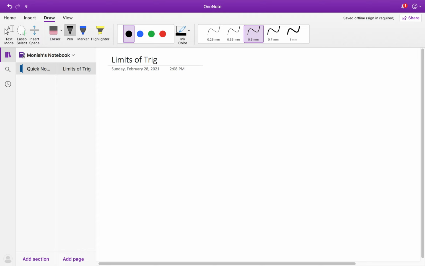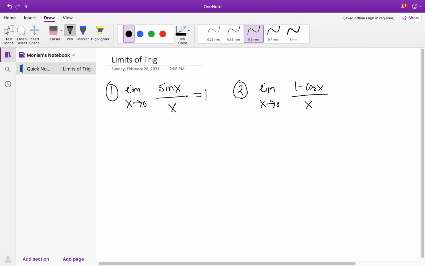Okay, so in this video I'm going to go over the limits of trig, and the two main rules, or the two main limits, that you're going to need to know. The first one is the limit as x approaches 0 of sine of x over x, and that's equal to 1. The second rule is the limit as x approaches 0 of 1 minus cosine x over x, which equals 0.